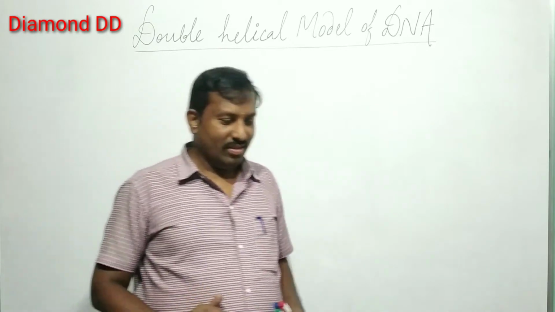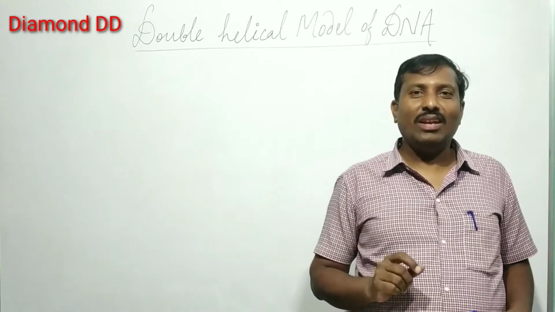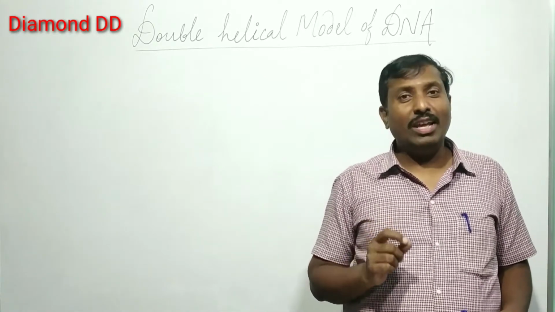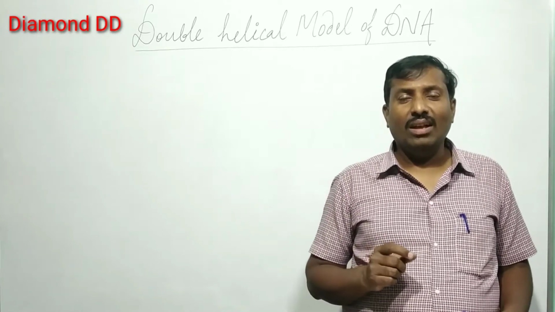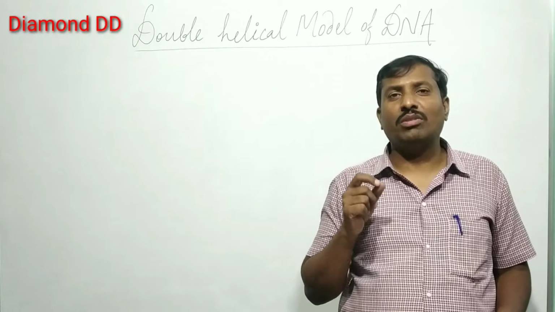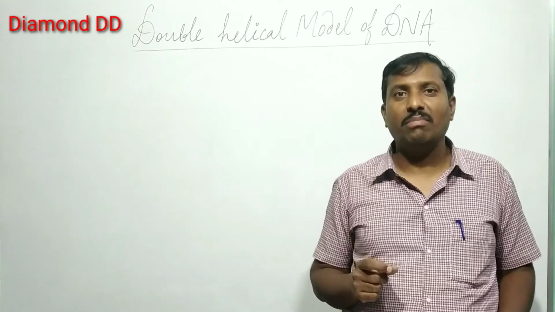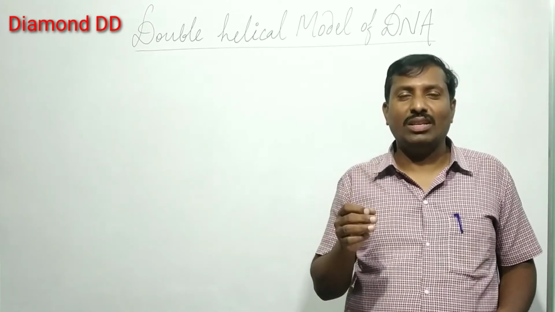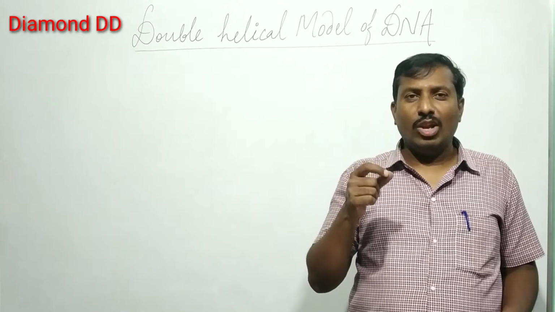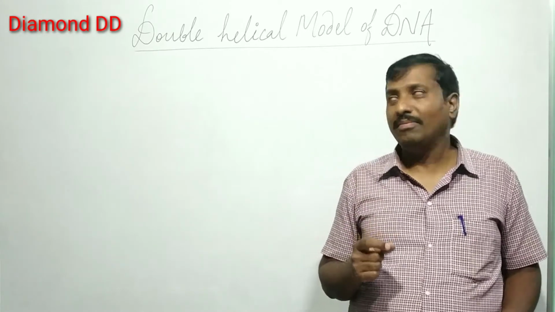Hello viewers and learners. In this video, let's see how to draw a double helical model of DNA, which is considered as a genetic material in most of the organisms except a few viruses where RNA acts as genetic material. And also this DNA stores all the information necessary for controlling each and every characteristic feature in our body.